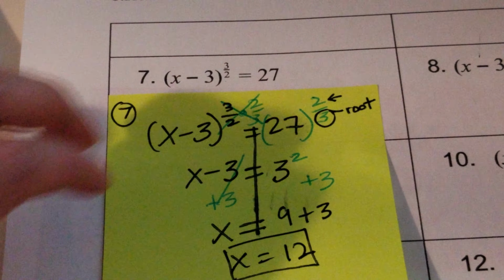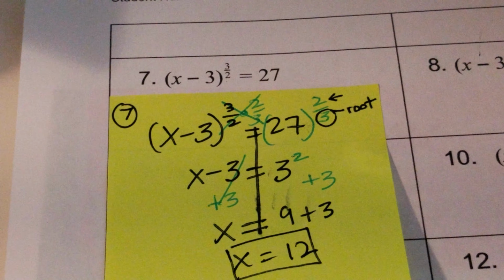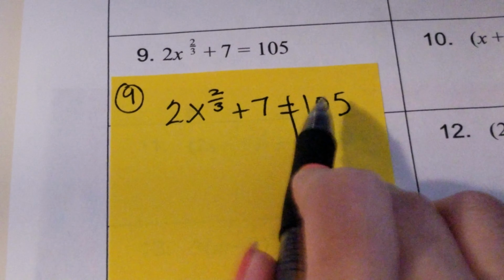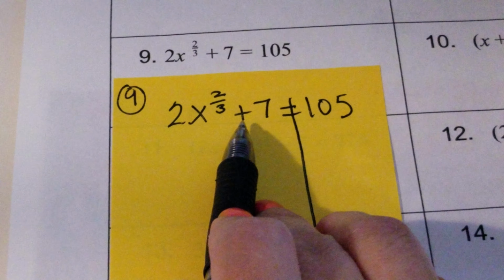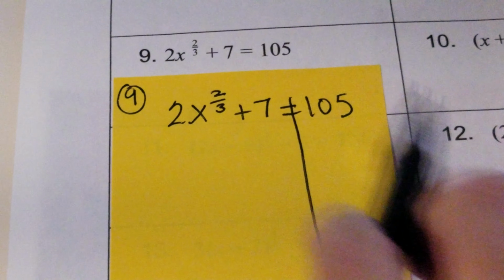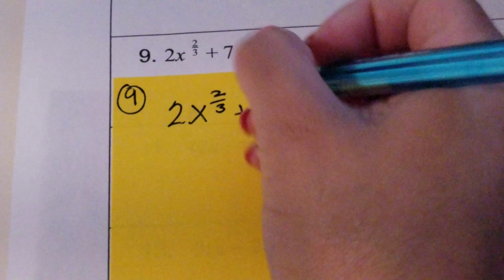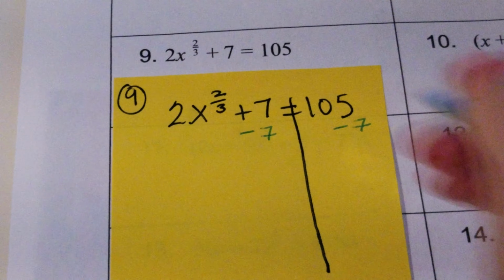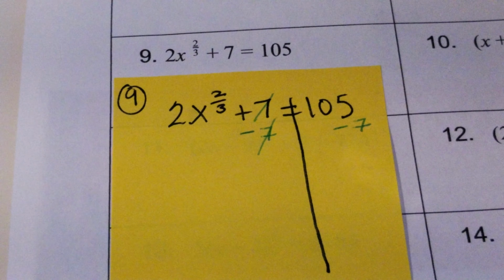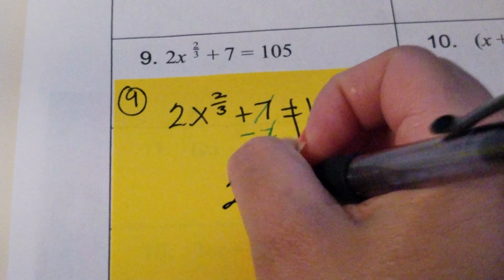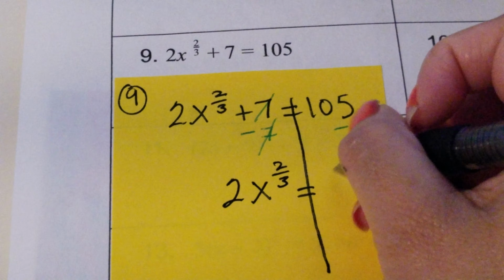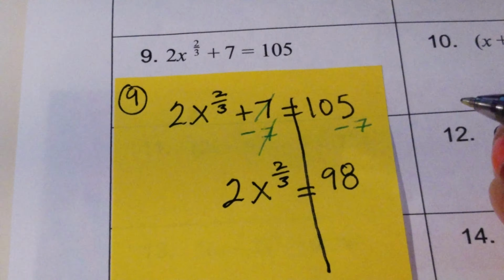Okay, next one. Okay, number 9, there is no parenthesis right here, so can I subtract 7 from both sides? Yes, we can do that. Subtract 7 from both sides first. So that goes away. Bring this down. 2x to the 2/3 equals 105 minus 7. That will give you 98, right?